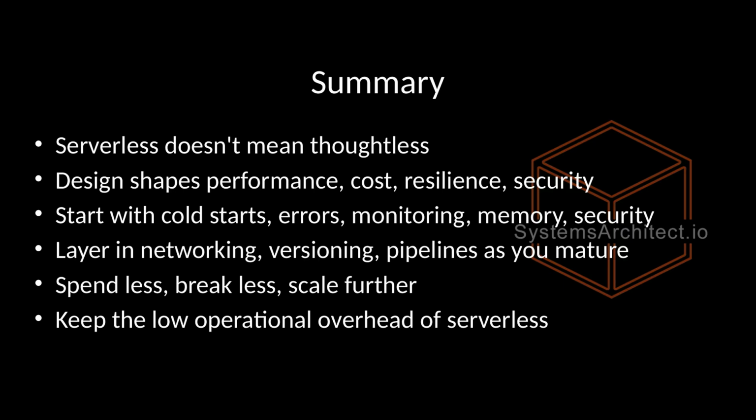Taken together, these 19 strategies turn Lambda from a convenient way to run code into a deliberate, well-architected platform. Start with the highest impact items like cold starts, error handling, monitoring, memory tuning, statelessness, and least privileged security, then layer in networking, versioning, and pipelines as you mature. Get these right, and you will spend less, break less, and scale further, all while keeping the low operational overhead that drew you to serverless in the first place.